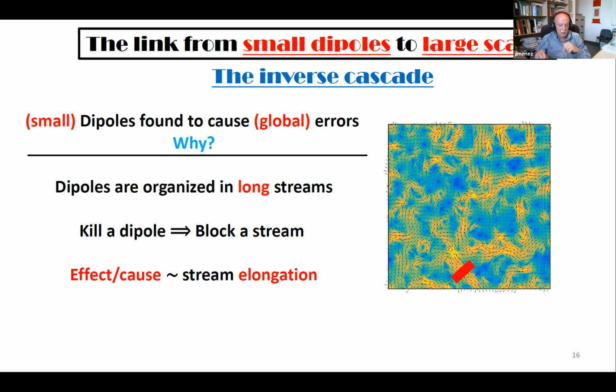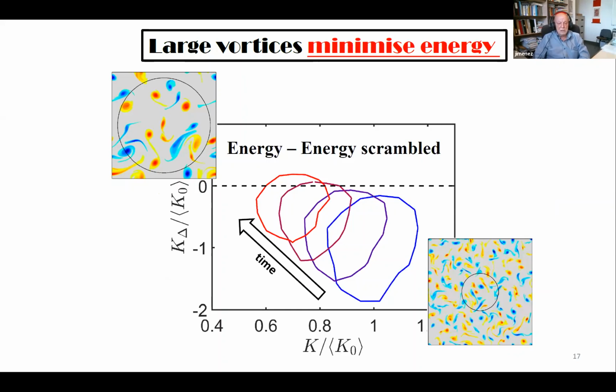And the range of the inverse cascade is essentially the elongation of these streams. So why are these things doing this? Why are these large vortices organizing themselves into streams? Well, what they're doing, they're trying to minimize energy, which is something that is fairly common in a dissipative system like turbulence. They try to get rid of the energy, and you can do that by checking. Assume that you have a system like this. You have all the large vortices here.